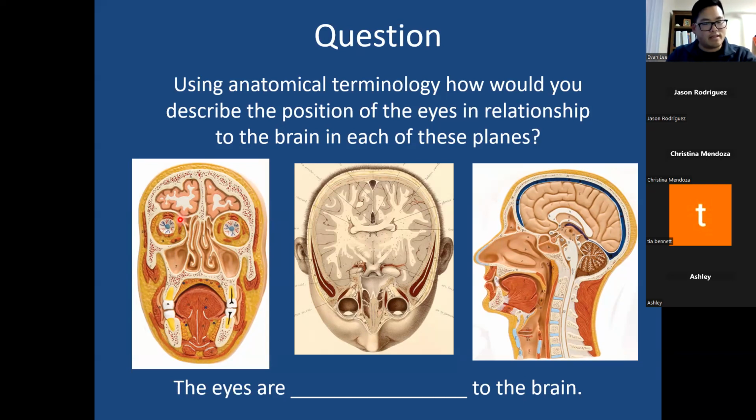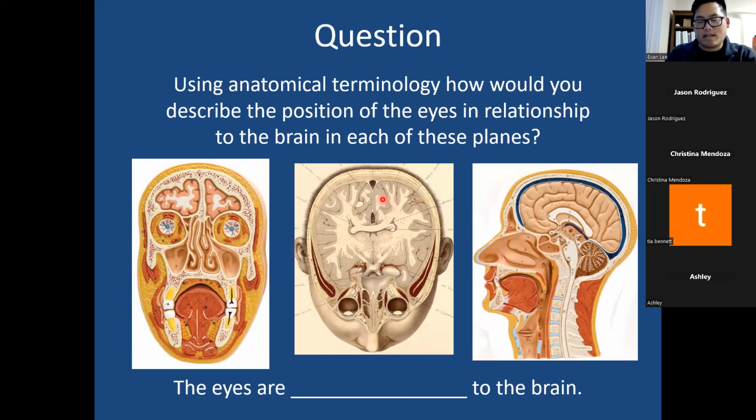All right, so looking at this, you can see the brain is up here, but you can see the eyes are underneath it. So in this case, at least what I would describe is that the eyes are inferior to the brain. Since the eyes are below the brain, inferior would be the term that I would use.